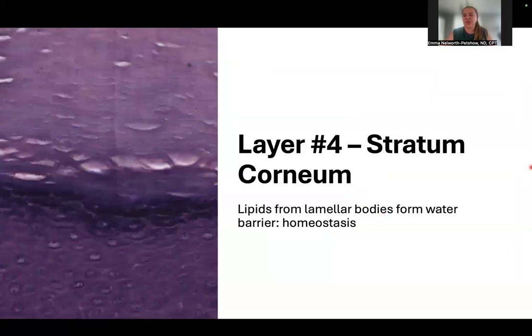And lastly, we'll find the stratum corneum being the kind of top surface layer of our epidermis of our skin. And this is where we have lipids that are from lamellar bodies that form a water barrier to help us maintain homeostasis.